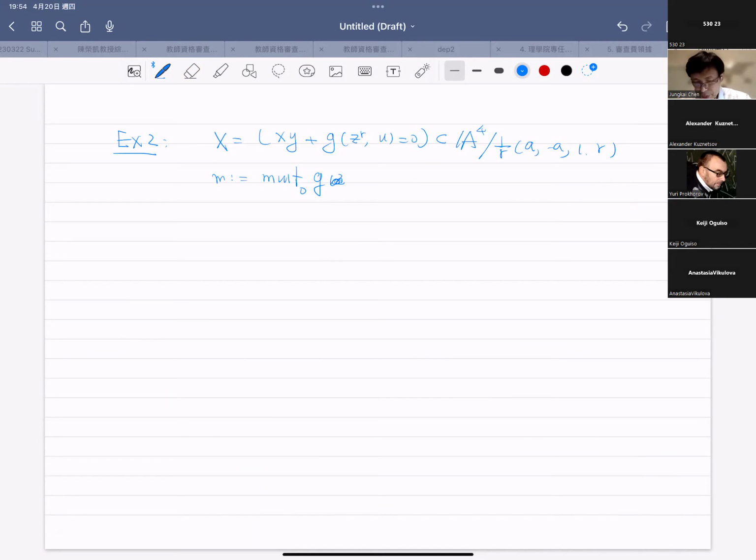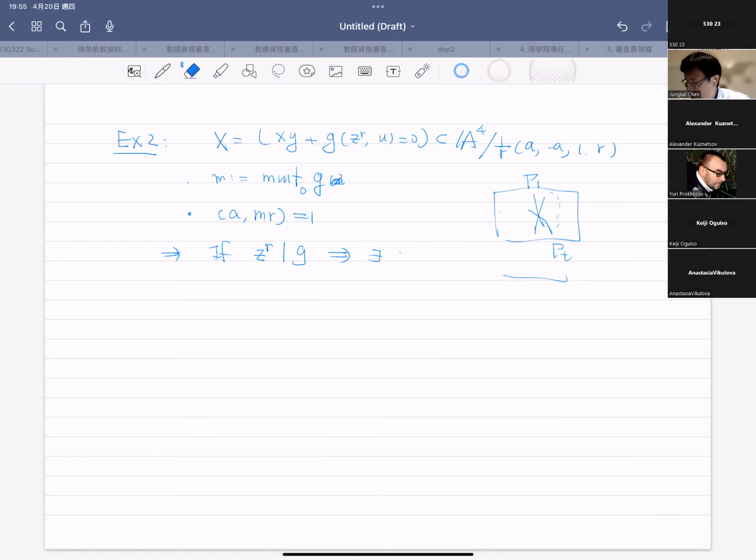And in this case, we will require another extra condition: that a should be relatively prime to n times r. Okay, so under this condition, we see that if zr divides g, then, I'm sorry, I should say, again we have gamma 1 to gamma p. We might have t components, and t again depends on the factorization of g.